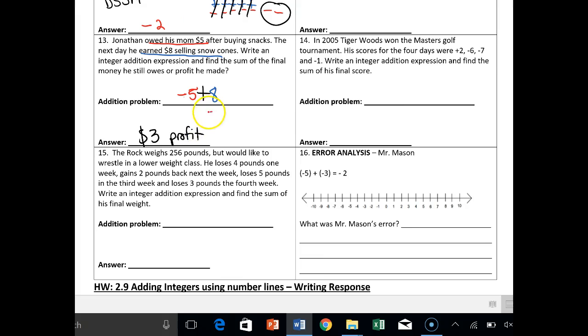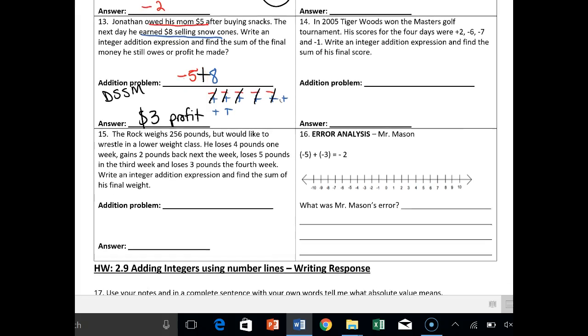And then I could do this in symbols again. 1, 2, 3, 4, 5. 1, 2, 3, 4, 5, 6, 7, 8. And I can cross off 1, 2, 3, 4, 5, but I'm left with 1, 2, and 3. So I have $3 left, right? Or I can say this is different signs, subtract, keep the sign that has more. 8 minus 5 is 3. I have more positive, so that's why it's positive 3.